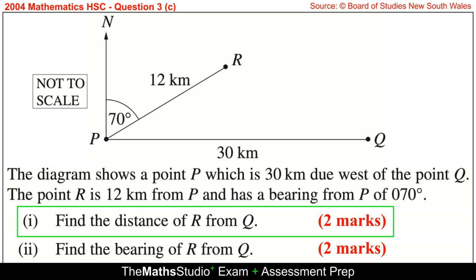Question 3, Part C. The diagram shows a point P which is 30 kilometers due west of the point Q. The point R is 12 kilometers from P and has a bearing from P of 070 degrees. Part 1. Find the distance of R from Q.